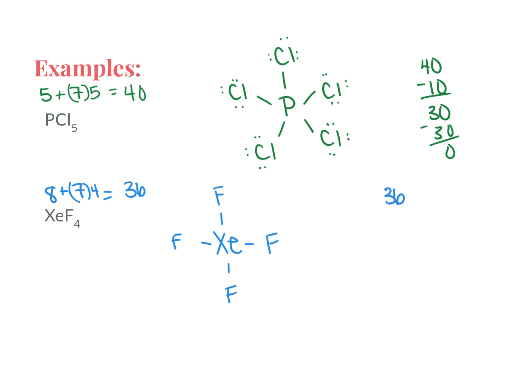All right, so we start with 36. How many have we used on the single bonds? 2, 4, 6, 8. We've used 8. How many are left? 28. Fluorine has 2, so how many dots do you have to draw to get fluorine to 8? Give each fluorine 6 dots.